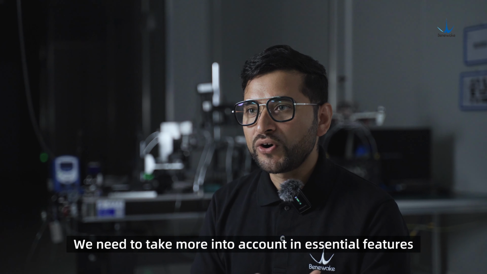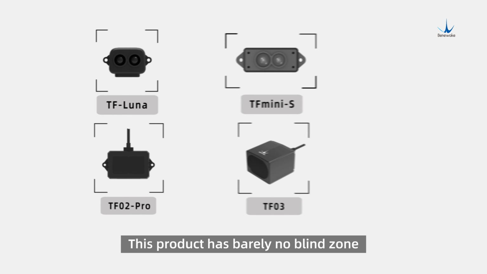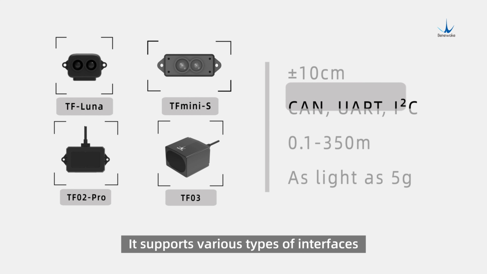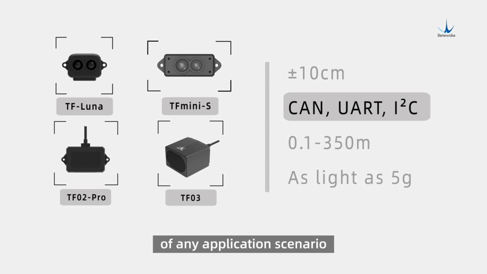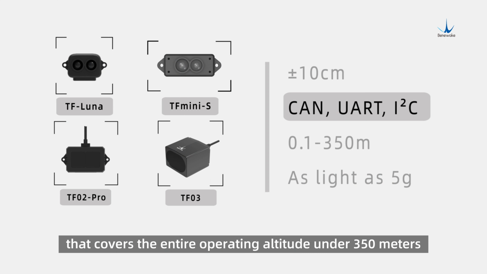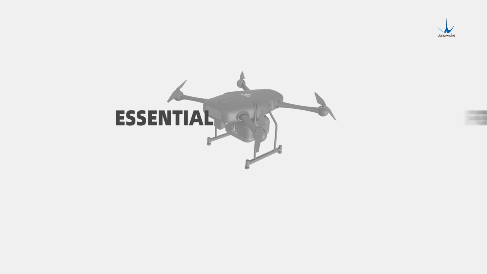We need to take more into account in essential features. This product has barely any blind zone and is 100% compatible with industrial drones. It supports various types of interfaces and can completely meet the needs of any application scenario. It has a wide measurable range that covers the entire operating altitude under 350 meters. The plug-and-play design helps to lower the cost of adaptation, which is essential for LiDAR design.